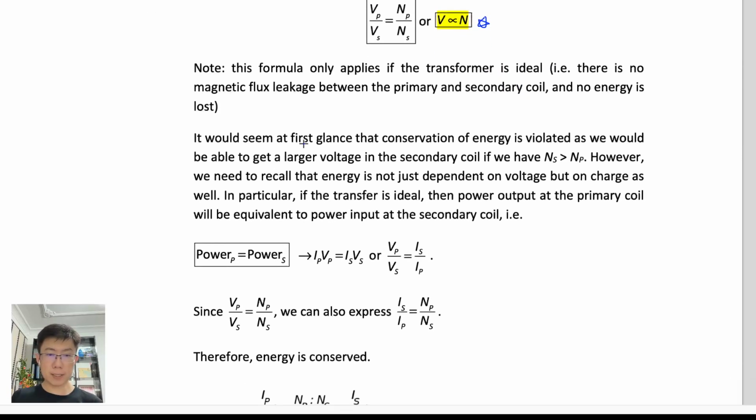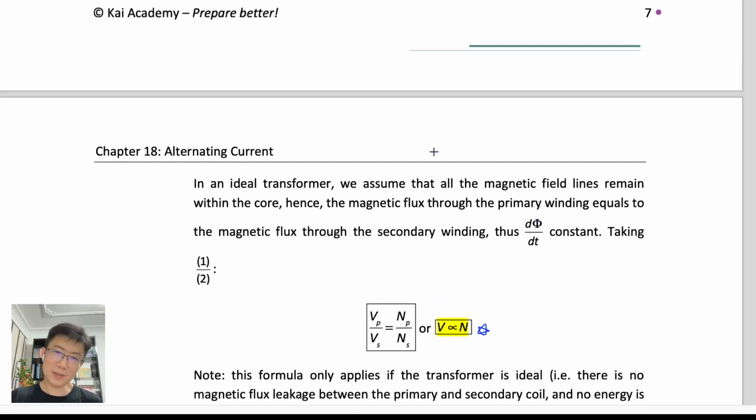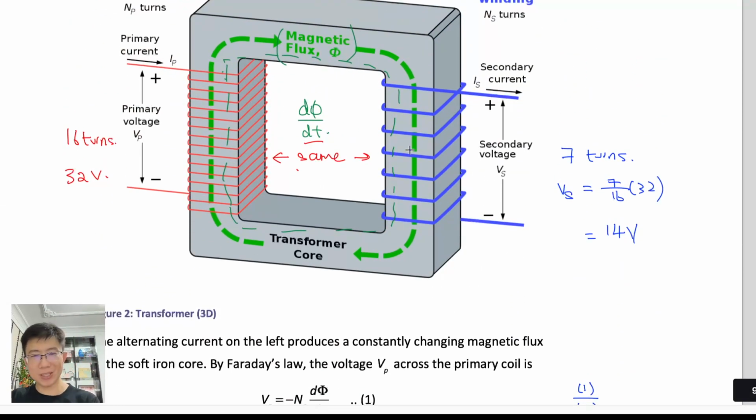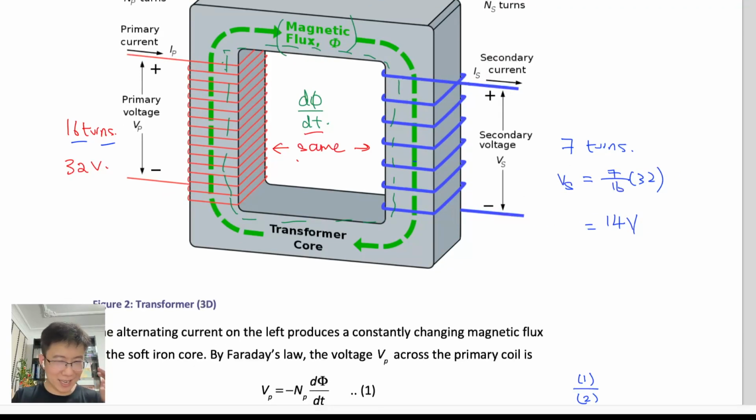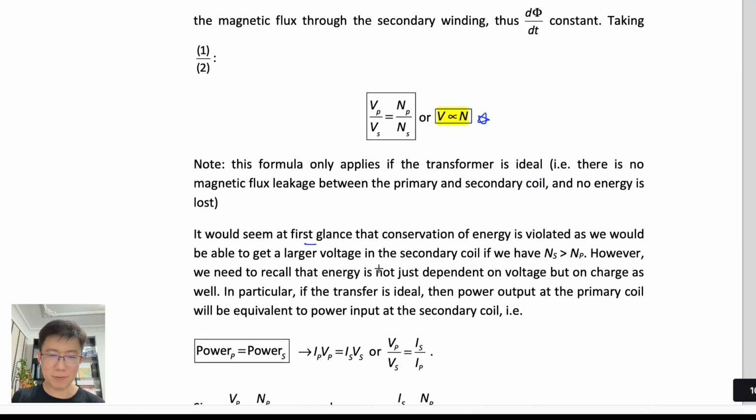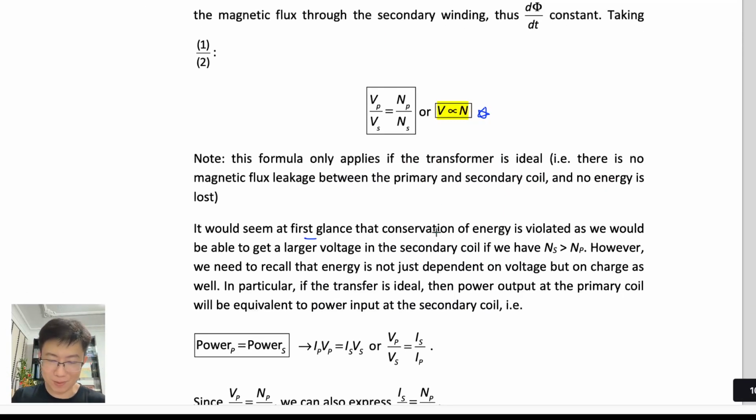All right, now at first glance, you think that the conservation of energy is violated, because then you can kind of happily raise voltage, decrease voltage as you like. If I want to, I can make this 16 turns and then this one like 16 million turns, correct? And then you're going to get like 32 million volts. Okay, so it feels like you're getting energy for free, right? But in physics, this cannot be possible, because conservation of energy is sort of like the grand law of the universe.